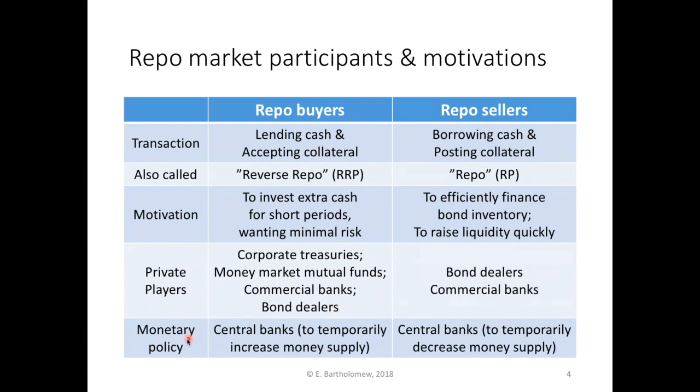Now, the monetary authority, the central bank, is also often a player in the repo market. Central banks can use repos, being repo buyers, to temporarily increase the money supply since they're lending cash, putting it in the system, or to temporarily decrease the money supply since they're borrowing cash and taking it out of the system for a short period of time.